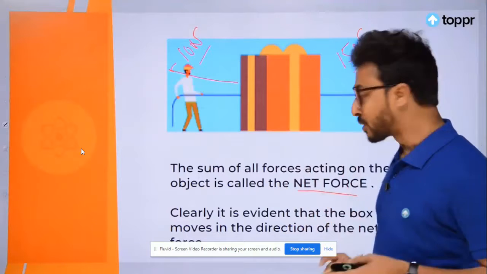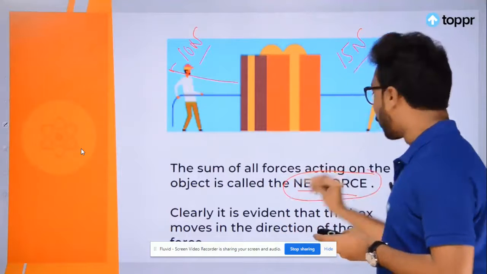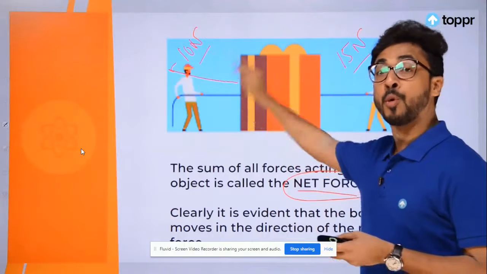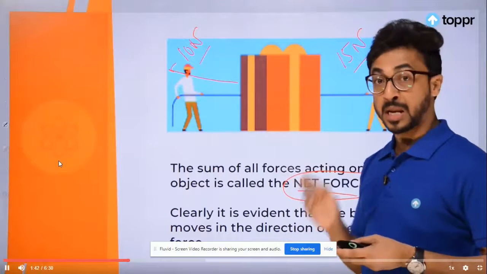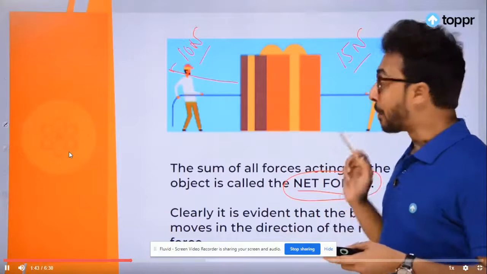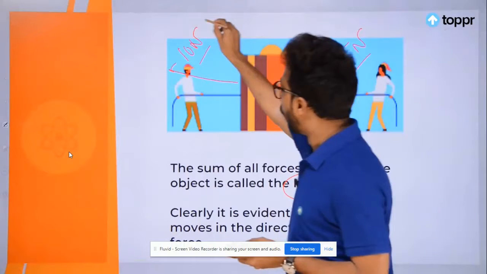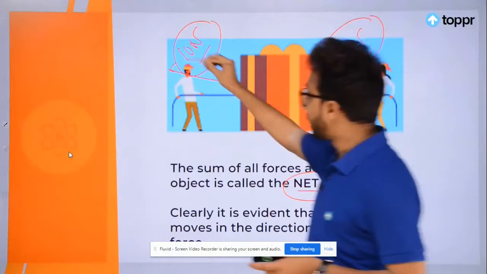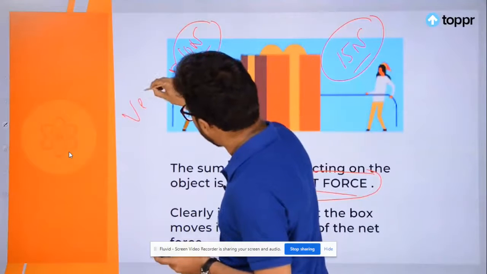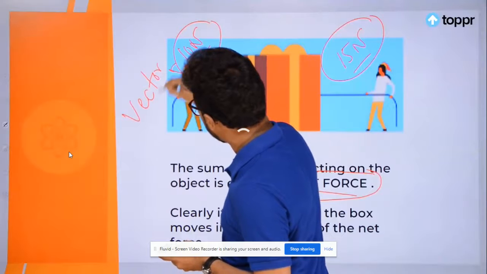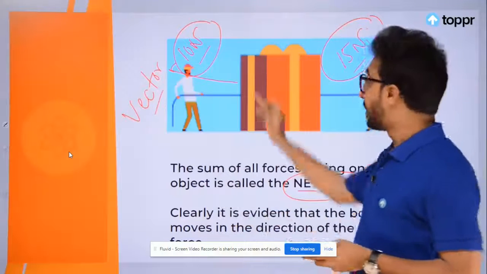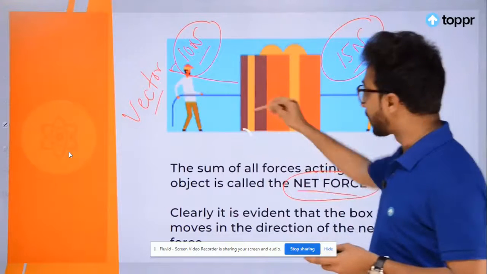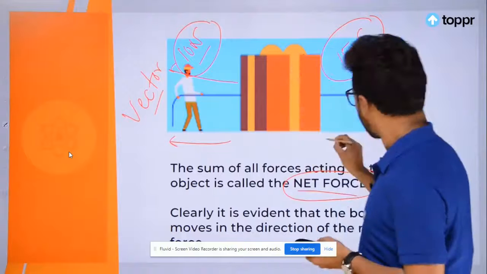In terms of physics, what we say, the net force is the algebraical sum of both these forces. Now, why do I say algebraical sum? Because you know, forces are nothing but vectors. And vector means they have magnitude, meaning its value, and the direction, that is either this direction or this direction.